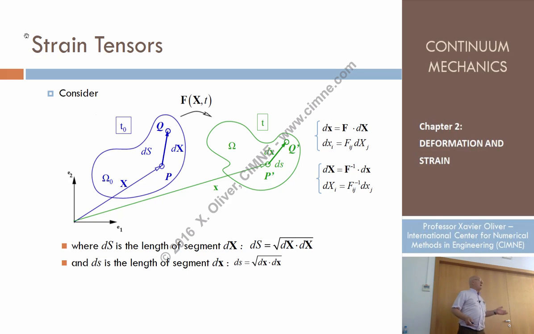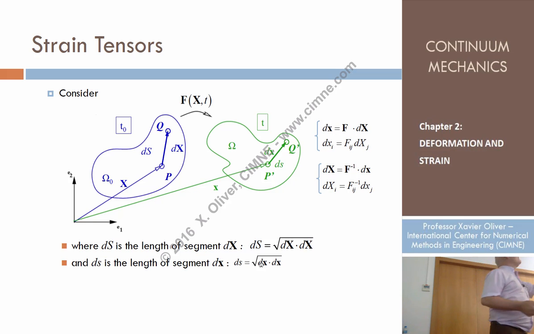How do we obtain capital DS or small ds? By taking the norm, the modulus of this vector. The modulus of a vector is just the square root of the dot product of the vector times itself. So if you take the scalar product of a vector times itself, you obtain the square of the modulus, and if you take the square root, you obtain the modulus of the vector. So this scalar refers to the distance of these particles at the reference configuration, and this one stands for their distance at the present configuration.